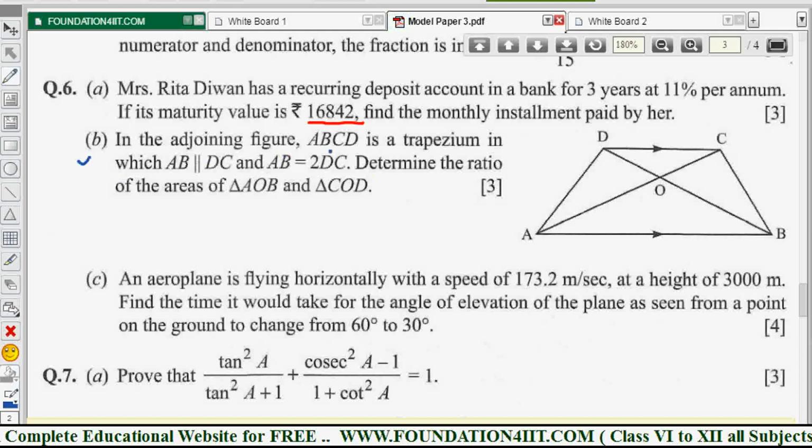This is an adjoint figure. ABCD is the trapezium, in which AB is parallel to CD and AB is 2 times the DC. So AB is double this DC. Determine the ratio of the areas of triangle AOB and triangle COD. First you prove AOB and COD are similar. Then you can use the ratio formula of areas.